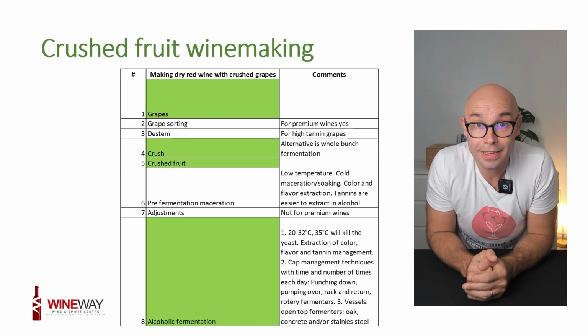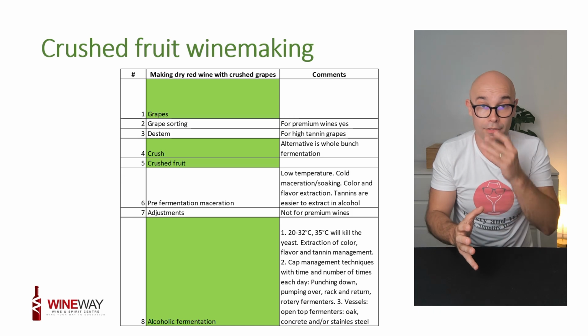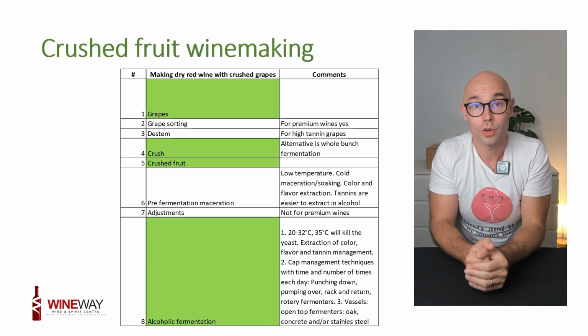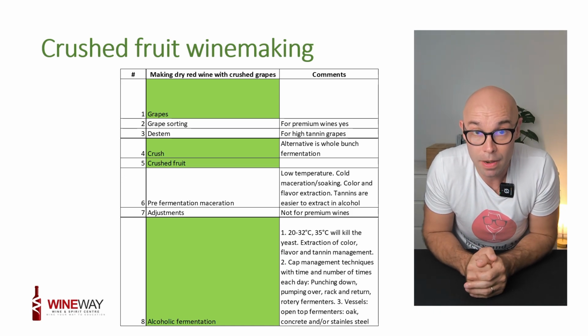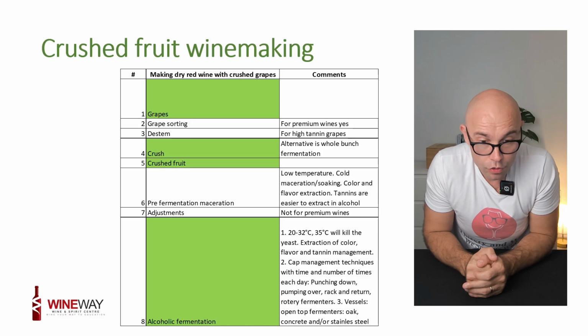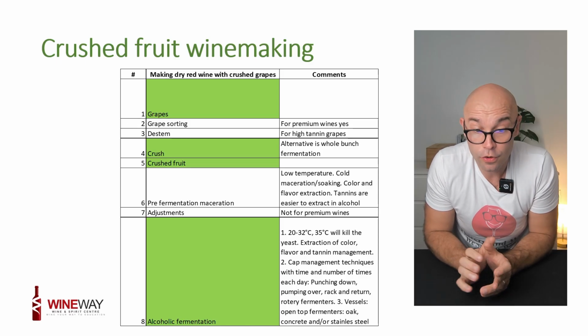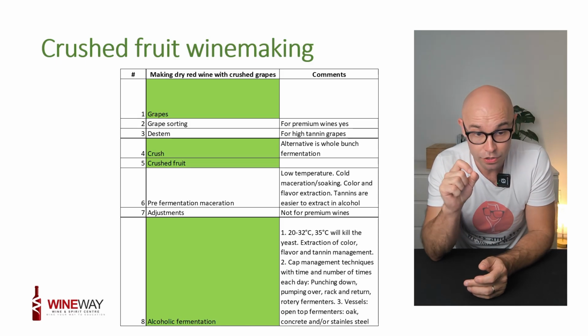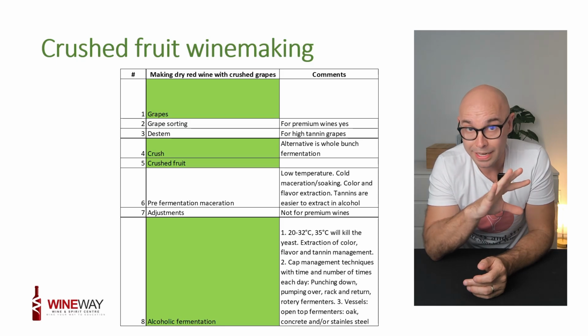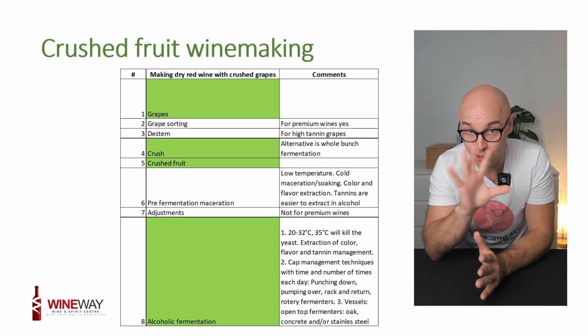But the important thing is, if you're including the stems, which means that you need to hand harvest, you need to make sure that the stems are ripe so they don't give bitter green tannin to the wine. Crushed fruit is the alternative to whole bunch fermentation. I'll be explaining whole bunch fermentation separately.